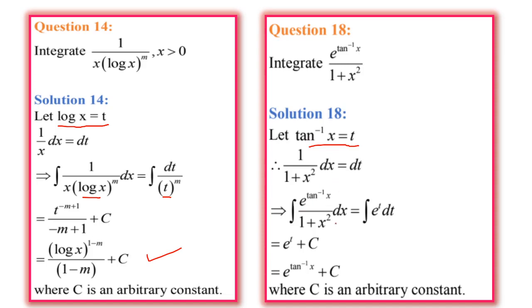Now the given function will become, see, dx upon 1 plus x square is dt. So dx upon 1 plus x square is dt, and e power tan inverse x, we assumed tan inverse x as t, so it is e power t dt. Now what is the integral? Same, this is the answer.